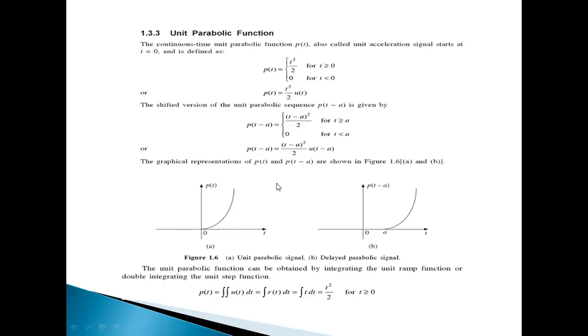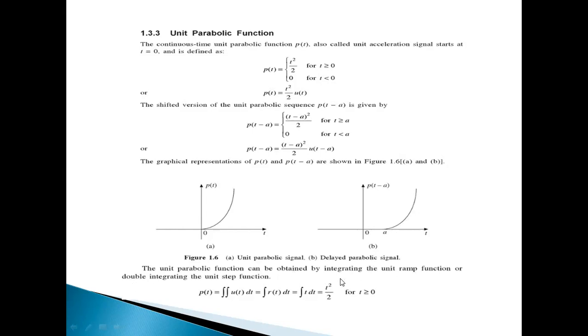In the graphical representation of the parabolic function, see here, it increases slowly as a curve, not linearly. Linear means it is a ramp, but the parabolic is as shown: at 0 it is equal to 0, and at 1 it slowly increases. In the second figure, B, the graphical representation shows the shifting by a samples: it starts at a, is 0 there, and slowly increases.